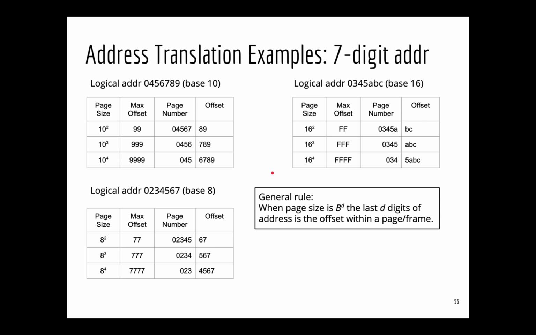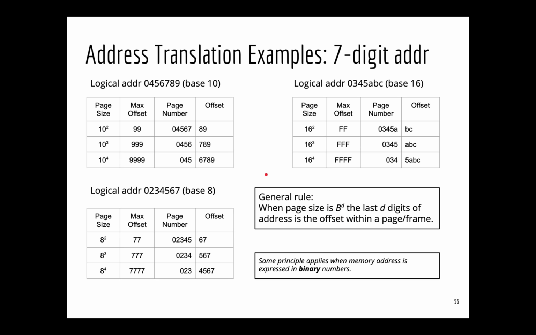So in general, when the page size is some number B to the dth power, then the last D digits of the address are the offset within a page or a frame. And of course, this math will work for any base, including binary base 2.